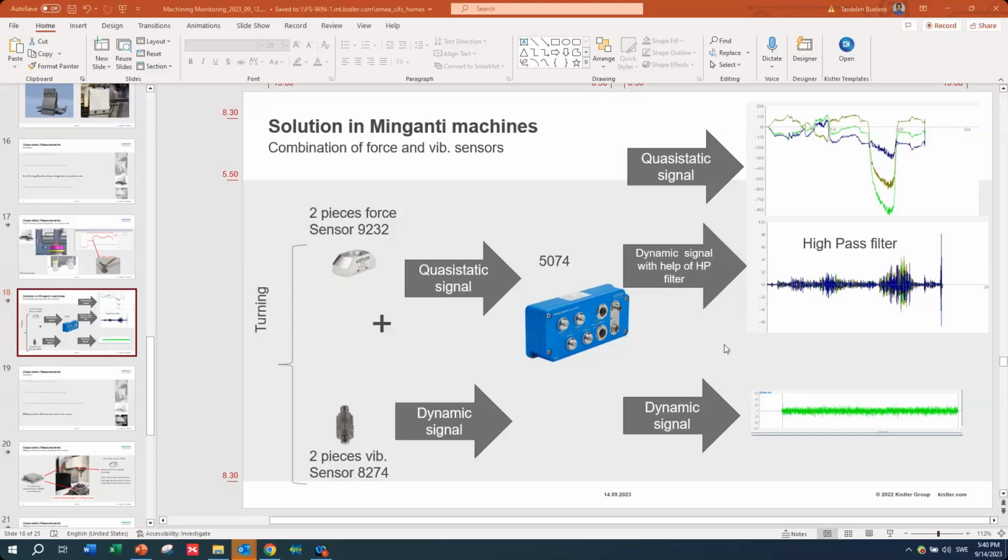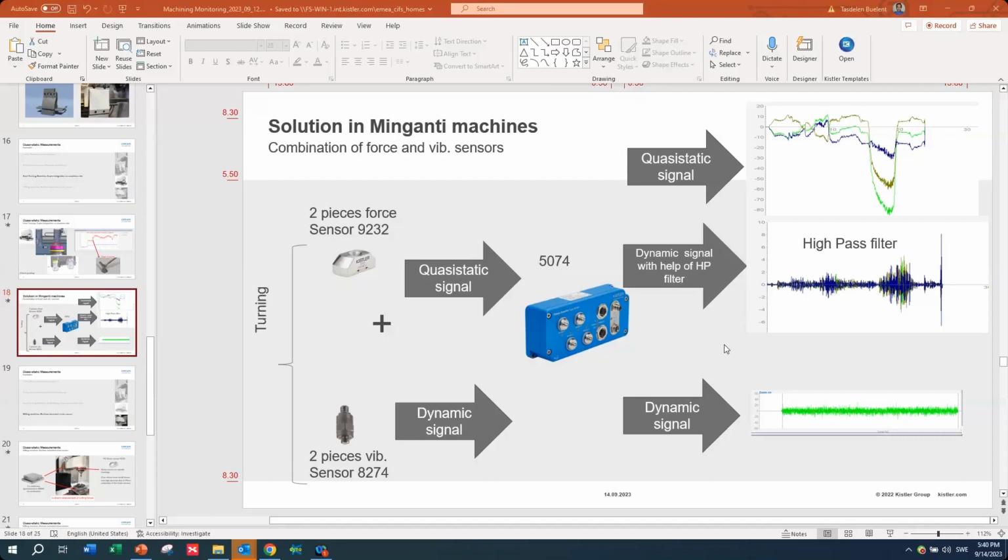Absolutely. Thanks. We have another question here. Assuming that the sensor, like the 9232A, is connected directly to a Siemens NCU, how do you achieve high-speed evaluation and high sample rates?